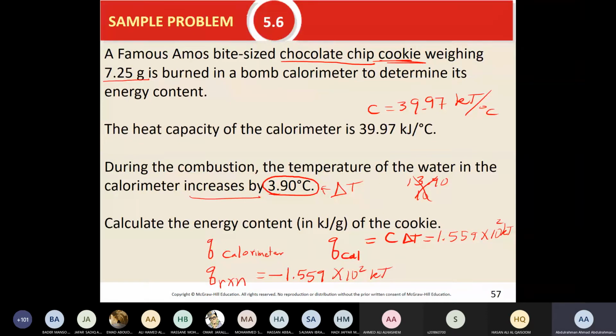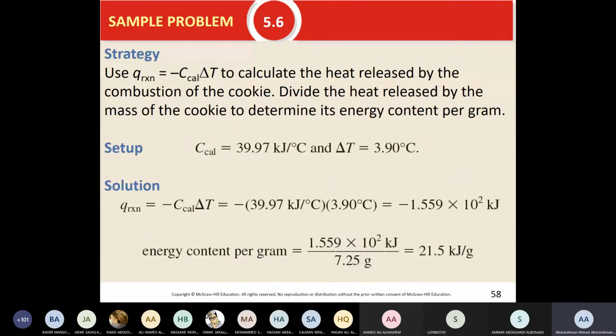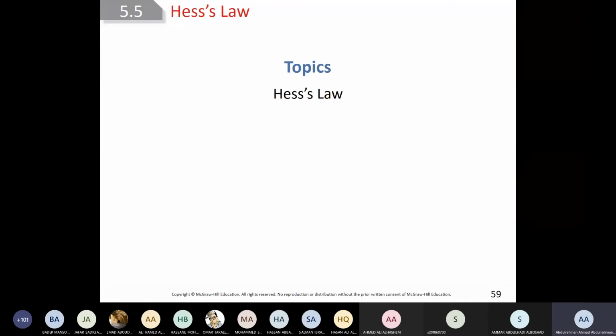Good. Then what is it per gram? 21.5. Yes, you should divide this number by the mass, which is 7.25, and you have the answer as 21.5 kilojoule per gram. That's it. Very good. All right, next. Let's go to the next subject. Yes, you're absolutely right, the answer is right.